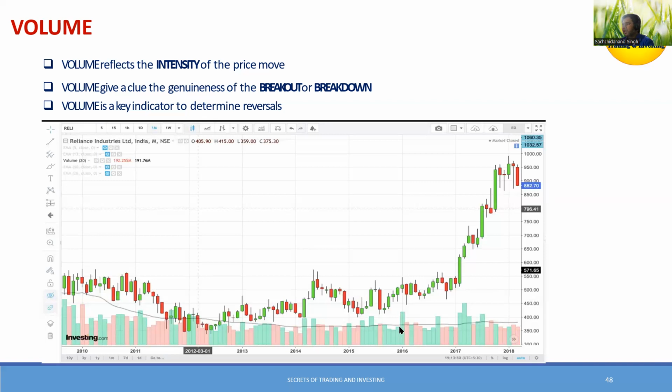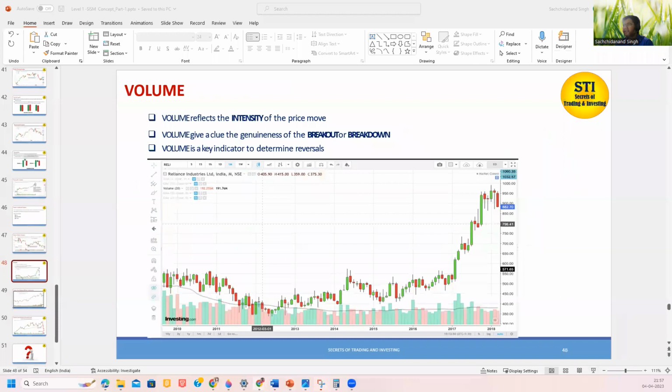Okay, so along with the chart in investing.com or tradingview.com, we are able to see the volume at the bottom. I'll show you directly in the chart itself.